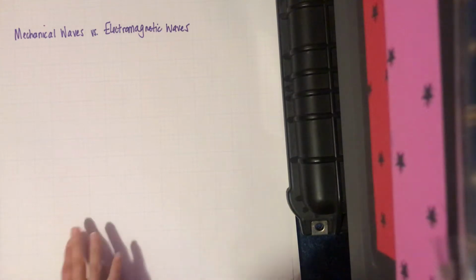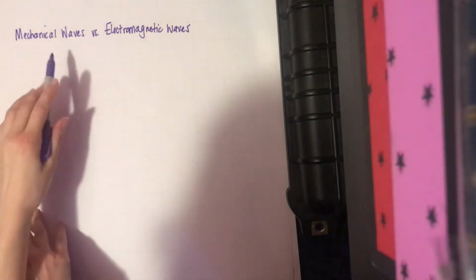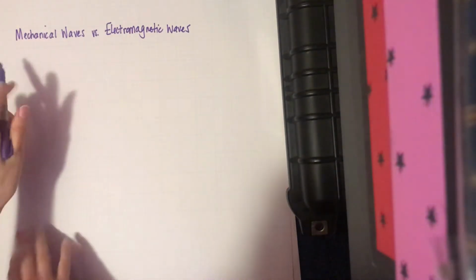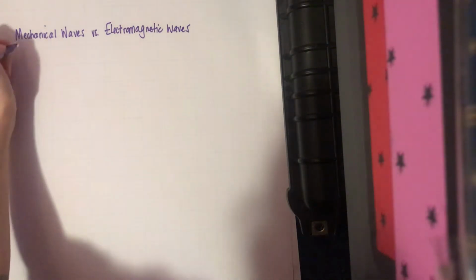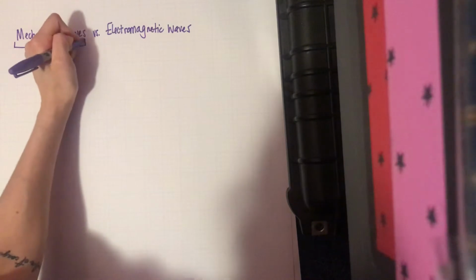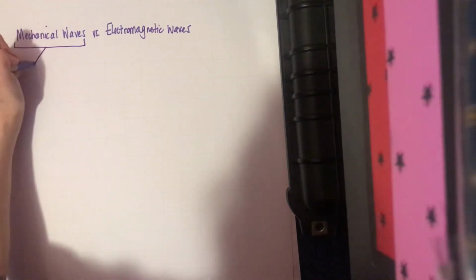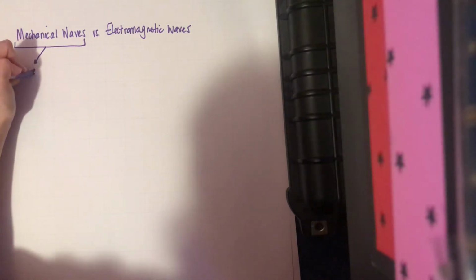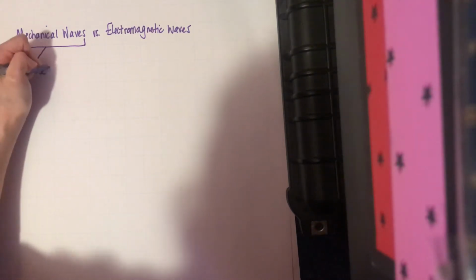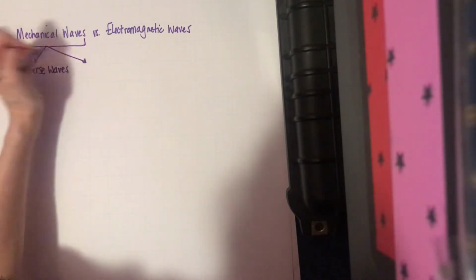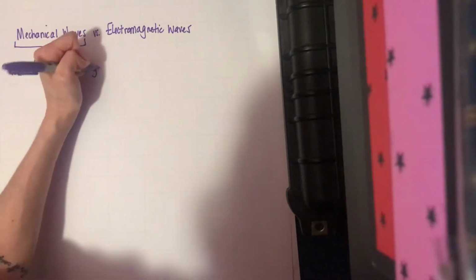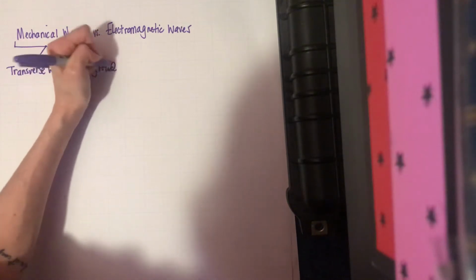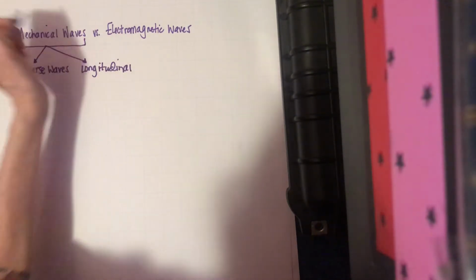Okay, so before we move forward with waves, I want to just differentiate between mechanical waves and electromagnetic waves. Mechanical waves can be broken down further into two categories. We have transverse waves and we have longitudinal waves. Both of those are subcategories of mechanical.